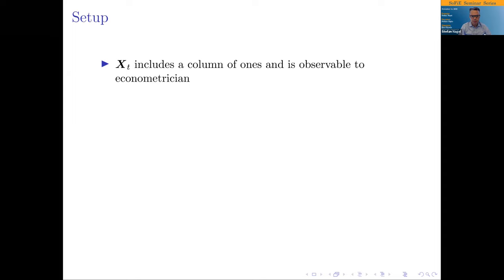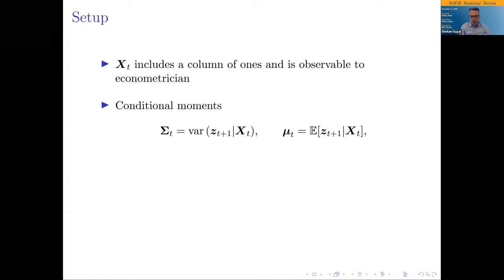Okay, so here's the setup. I already mentioned what this characteristics matrix X is, and just remember that it always includes a column of ones, and we assume it's observable to the econometrician. Everything we're going to do is going to be in terms of conditional moments, under knowledge of conditional moments. So the paper is not going to speak at this point, at least, about sample moments, about testing, and sampling variation, all that. Everything is going to be under known conditional moments.